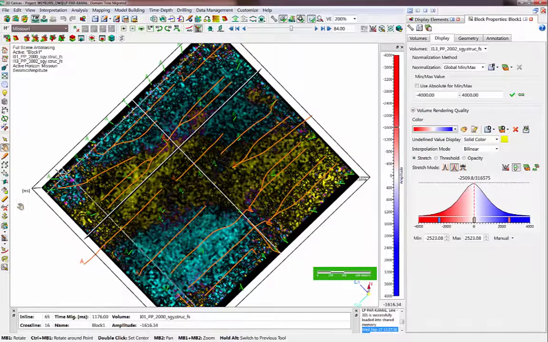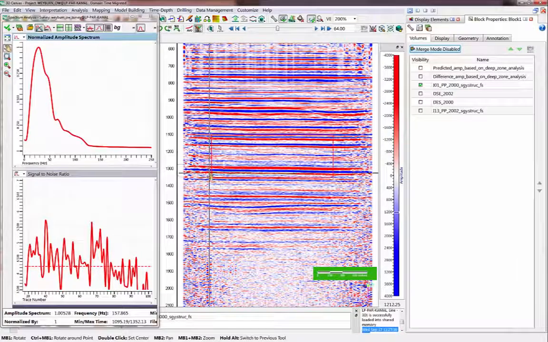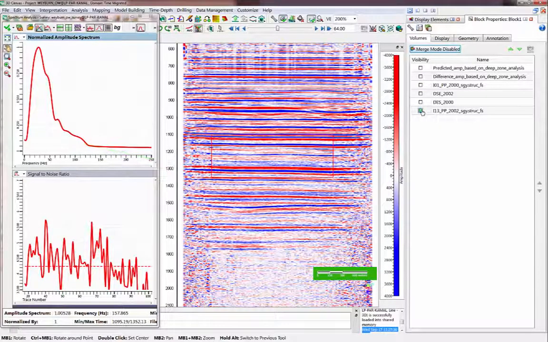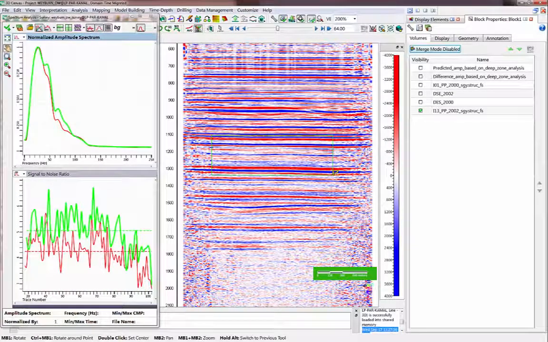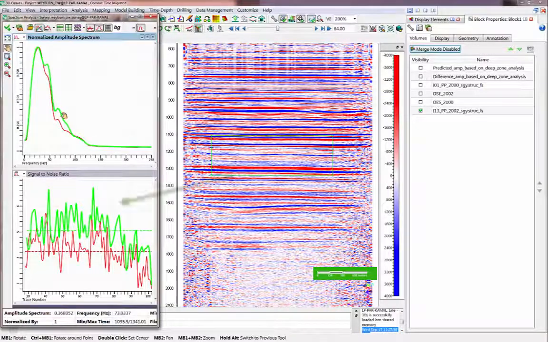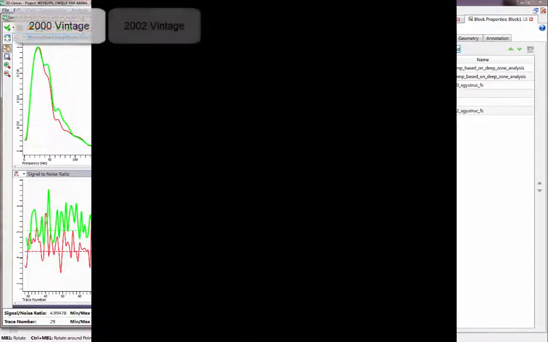One of the first steps of the analysis is to check the frequency content of the two vintage volumes. So here is the frequency spectrum of 2000 vintage, and now let's check the frequency spectrum of the 2002 vintage and compare both behaviors. What we see is that the frequency content of the two vintages are quite equivalent. On the high frequency though, we still have some differences and more high frequency content in the 2002 vintage. However, the signal to noise ratio is much better in 2002.